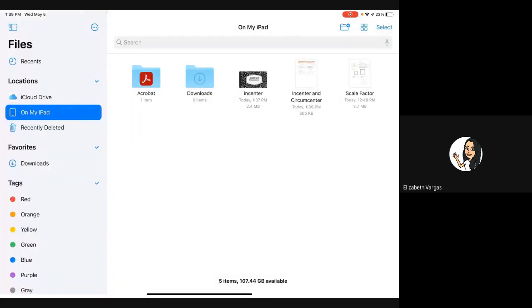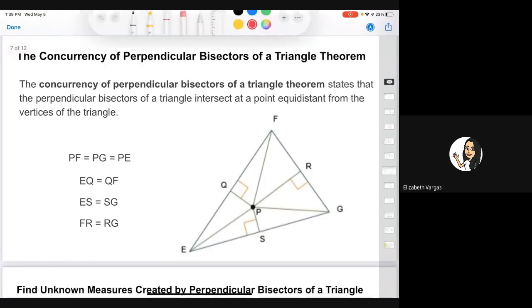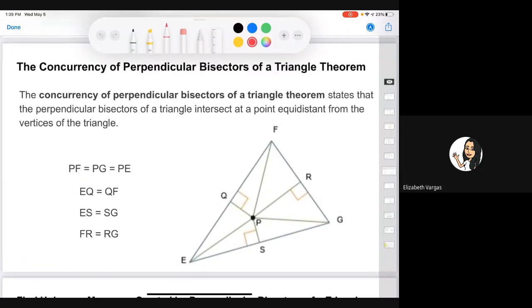Okay, so now we're going to be able to differentiate that from circumcenters. Circumcenters are slightly different. We can learn about circumcenters using the concurrency of the perpendicular bisectors of a triangle theorem. This theorem basically states that the perpendicular bisectors of a triangle intersect at a point that is equidistant from the vertices. So basically, I can have various perpendicular bisectors. Remember, perpendicular bisectors just look like this. They're lines which are perpendicular. So these would be all my perpendicular bisectors.